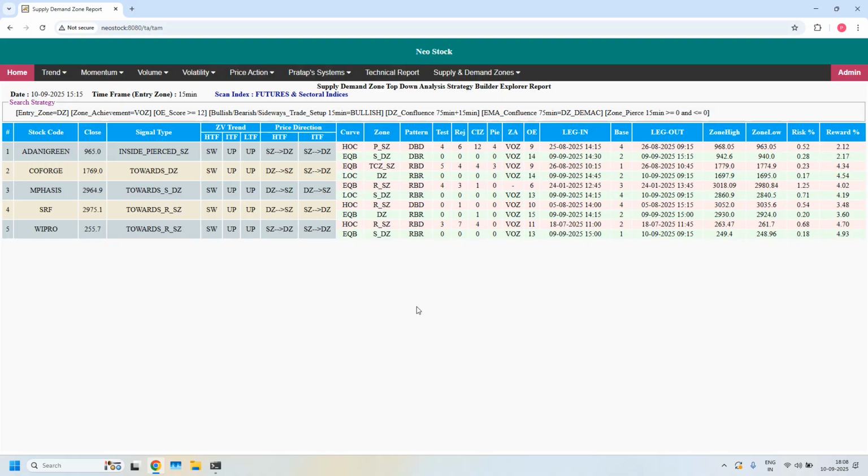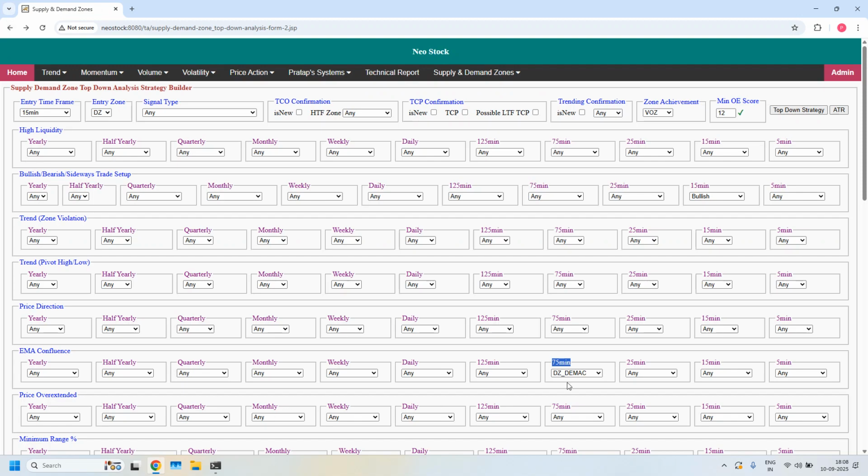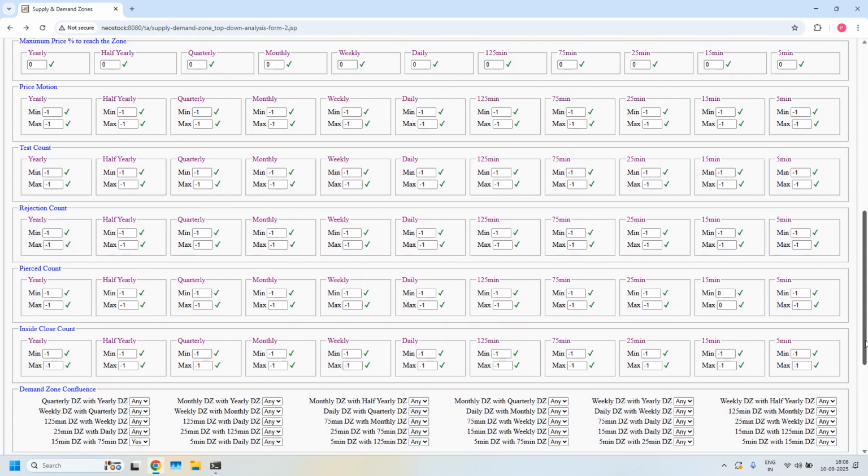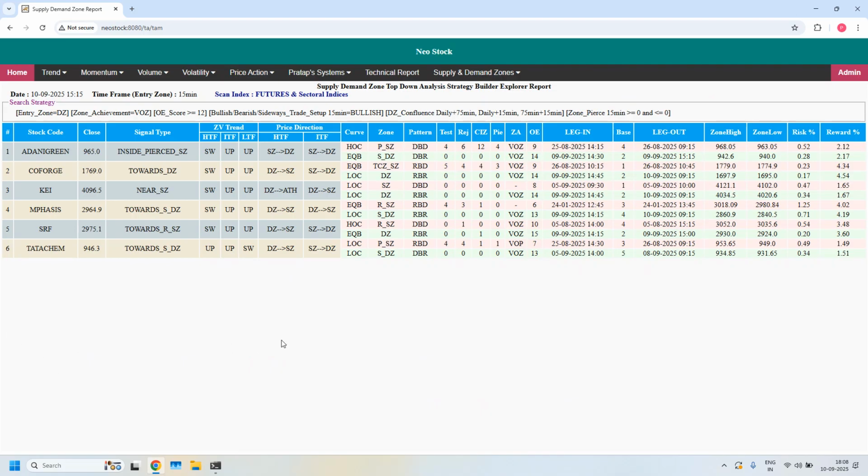Okay, next strategy, LTF, ITF and HTF demand zone confluence, and then HTF EMA confluence. Let's verify. Removing ITF EMA filter, demand zone confluence, 3 filters we have to set. First filter is already enabled, 15 minutes and 75 minutes. Next 15 minutes and daily, 75 minutes and daily demand zone confluence. With all the 3 filters, we got 6 stocks. In all the 6 stocks, these 15 minutes demand zones are overlapped with 75 minutes demand zone. Both together again overlapped with daily demand zone.